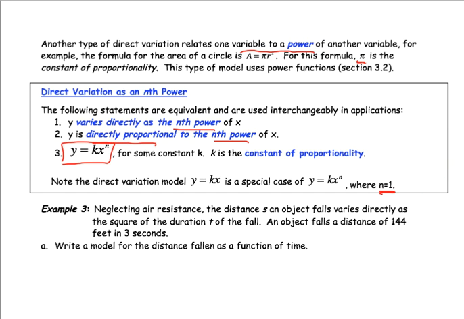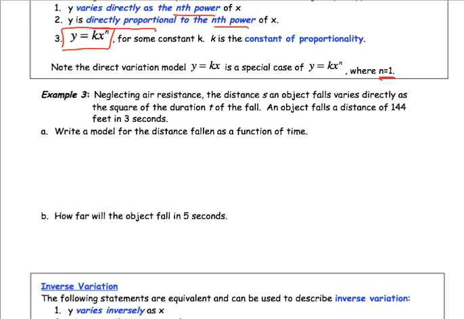Okay, let's try a couple examples now when we have direct variation, but it's not a linear direct variation. Here's the example. I'll read it first. Neglecting air resistance, the distance s that an object falls varies directly, so this is our key, as the square of the duration t of the fall. This is going to help us write our model. The next sentence is going to help us find the constant. An object falls a distance of 144 feet in 3 seconds.